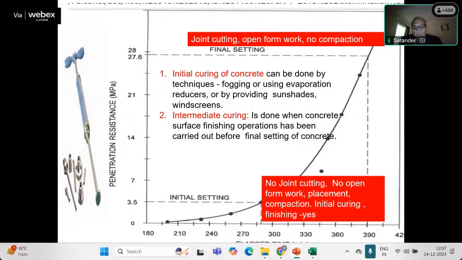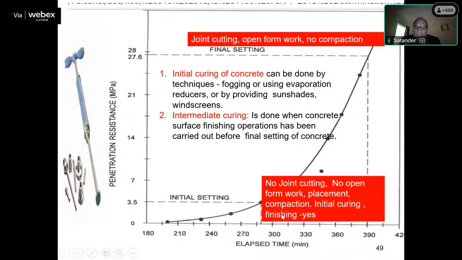So within 5 hours, you can transport the concrete and you can use the needle vibrator. You cannot do joint cutting, you cannot open the formwork, you can do initial curing. When final setting occurs, suppose you make a concrete ball in your hand and break it, it will not join after 400 minutes.